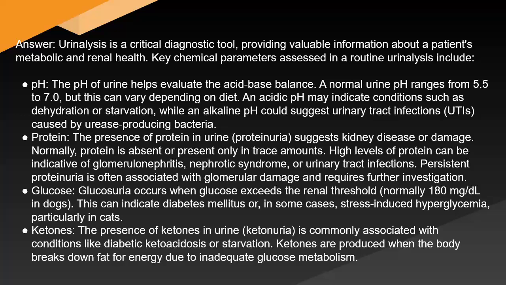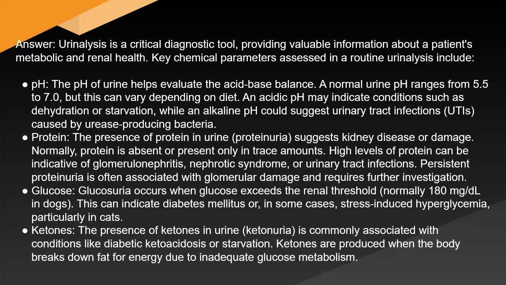The pH of urine helps evaluate the acid-base balance. A normal urine pH ranges from 5.5 to 7.0, but this can vary depending on diet. An acidic pH may indicate conditions such as dehydration or starvation, while an alkaline pH could suggest urinary tract infections (UTIs) caused by urease-producing bacteria.